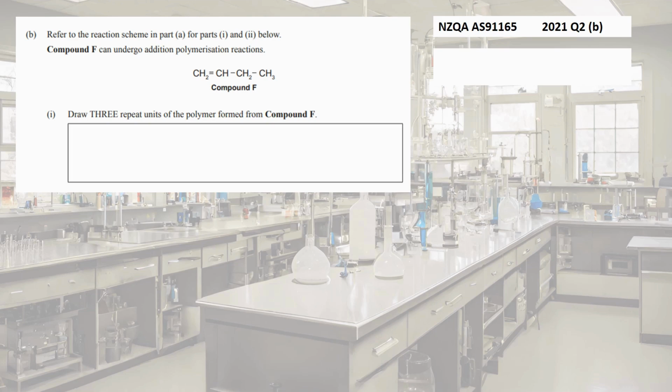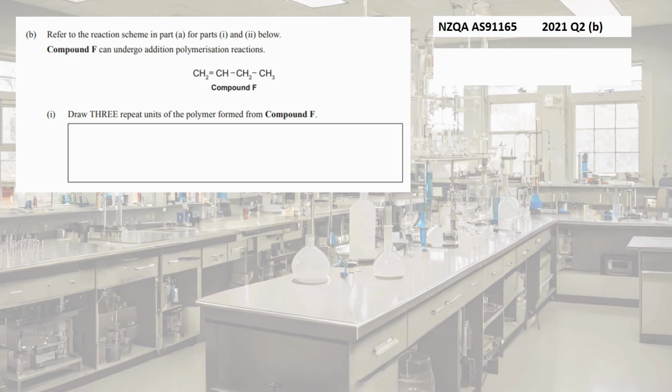Okay, let's see if we can answer this question. Refer to the reaction scheme of part A for parts 1 and 2 below. Well, we don't have the reaction scheme, but we can answer this question without it. Compound F can undergo addition polymerization reactions. Here's compound F, and it says draw 3 repeating units of the polymer formed of compound F.